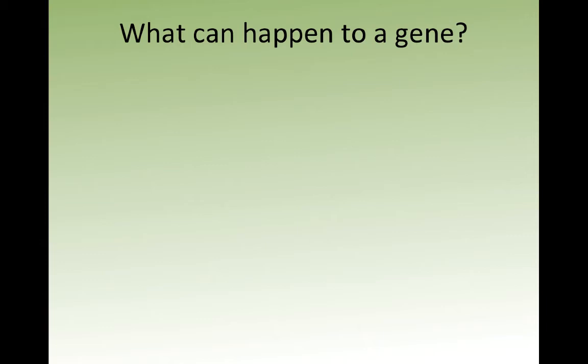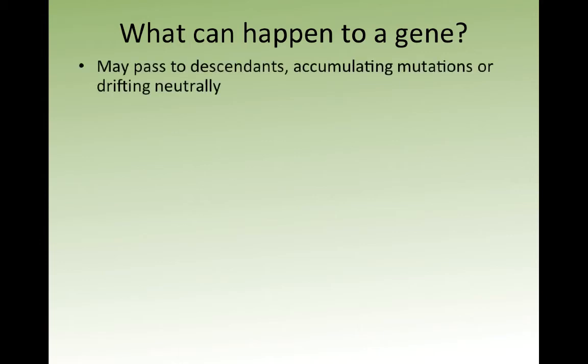So if you have a duplication, and we look among two organisms, we see that there are differences in the number of these genes. What can happen to that gene from then on? Well, that gene may pass on to descendants, and it could accumulate mutations which may be beneficial or detrimental, or it could just drift neutrally. Or it may not change. It could not accumulate mutations. That gene could be lost altogether. It may no longer persist through time. It may not pass on to descendants. If it's not important, why keep it?